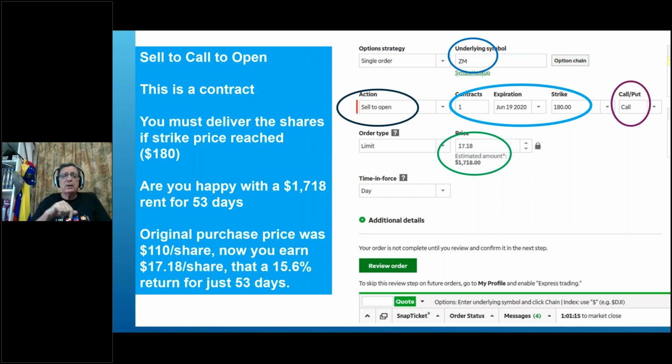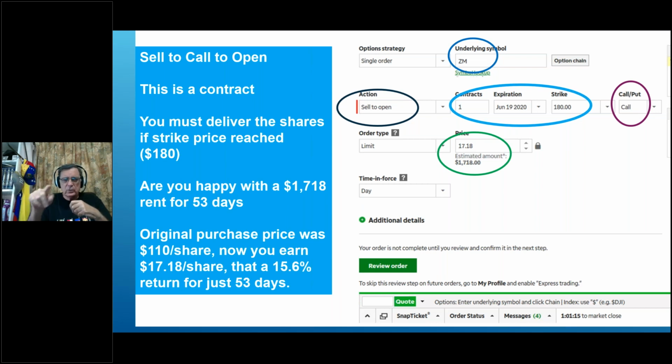That's how much is coming into my pocket, times 100 is $1,718. Okay. So what you got to look at on the chart on the left-hand side as you look at the page. We're selling to open a contract. This is a contract. I have to understand if I'm selling a covered call, I must deliver the shares if the price hits 180. Now, do I physically have to deliver it? No, it's going to come straight out of my brokerage account.